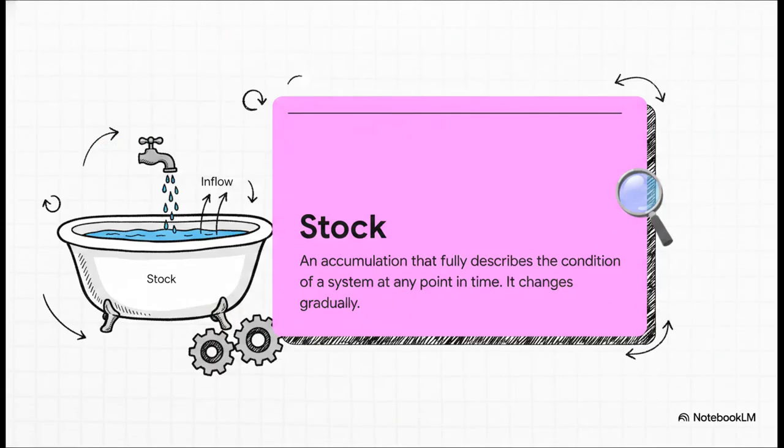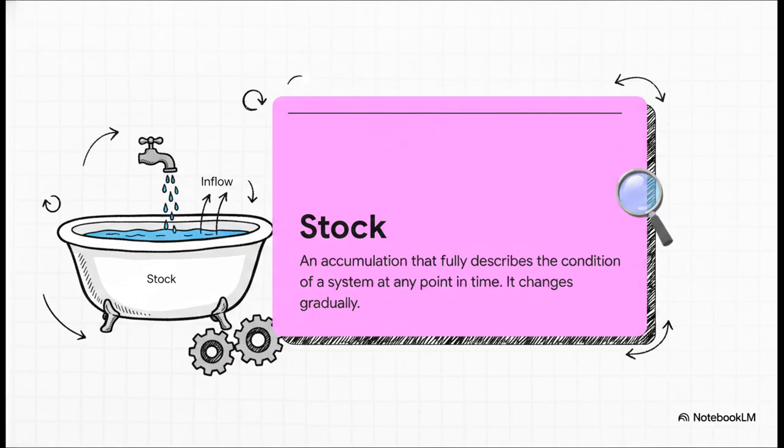Okay, so let's get a little more formal with this. A stock is basically an accumulation. It's like the system's memory. It tells you the condition of the system. Let's go back to that bathtub example. The water level doesn't just magically appear, right? It rises and falls because of what's happened before, turning the tap on, pulling the plug. That accumulated water is the stock.